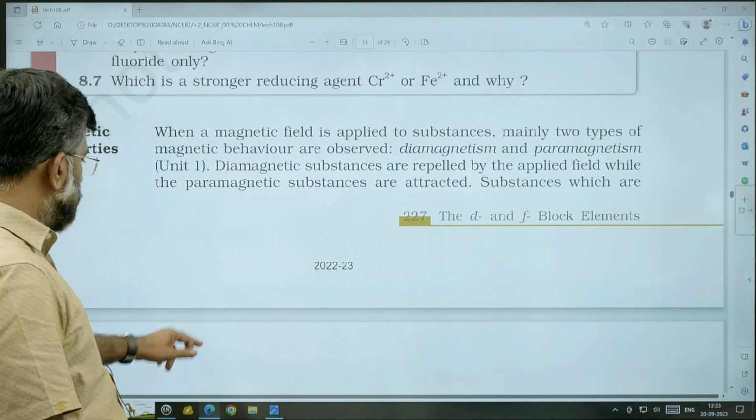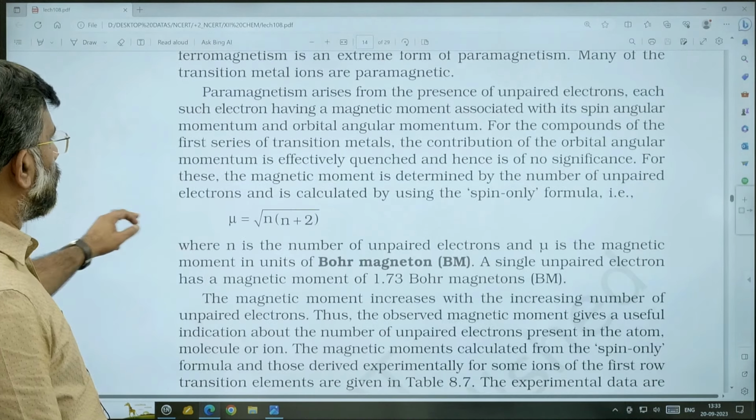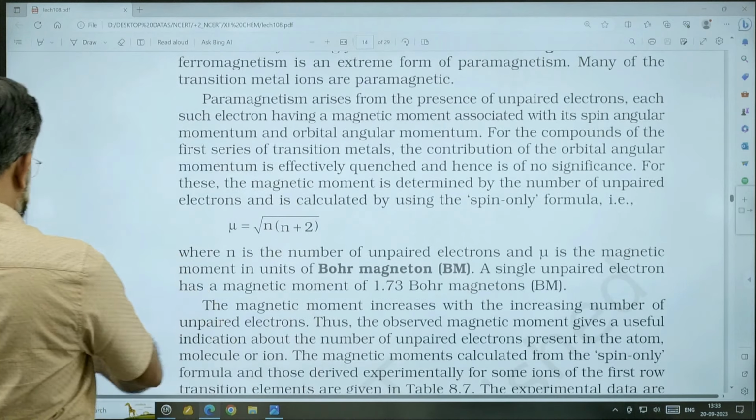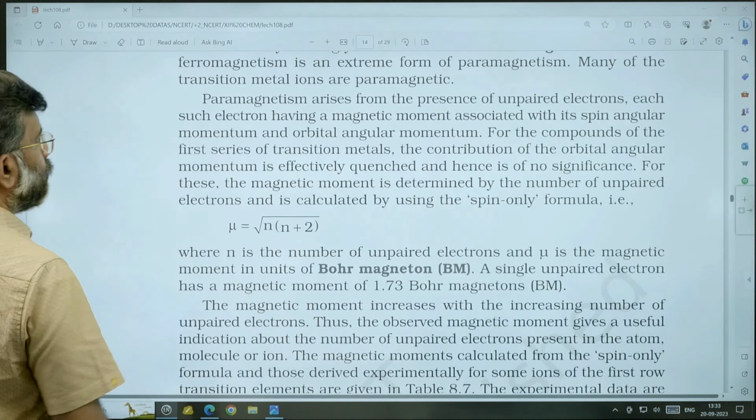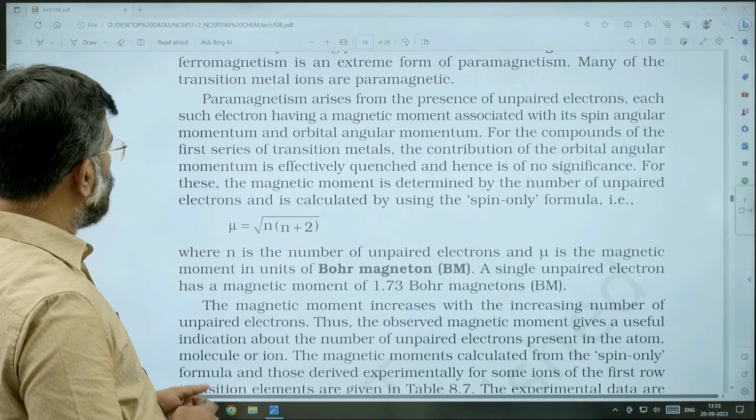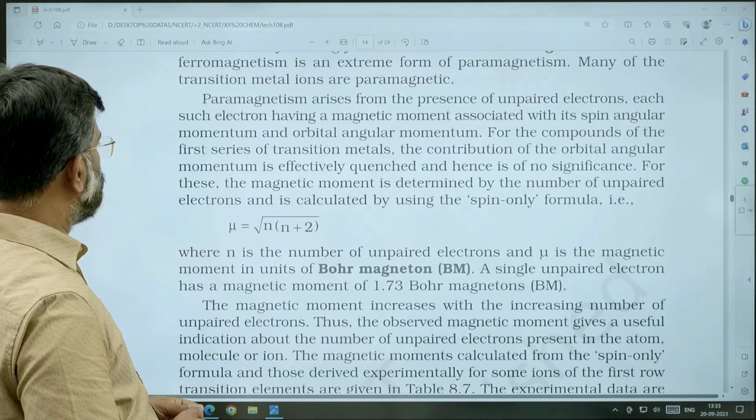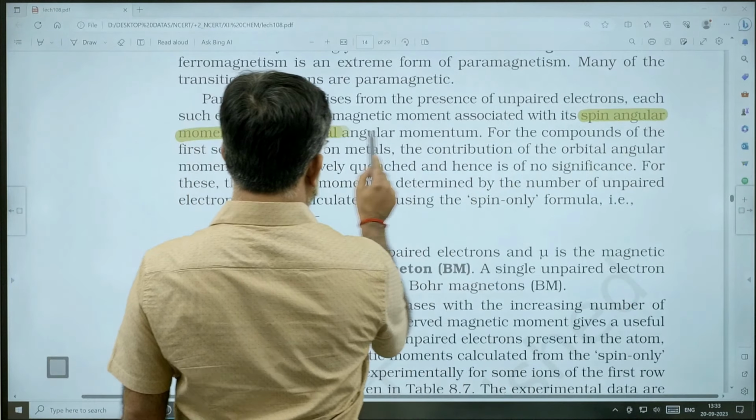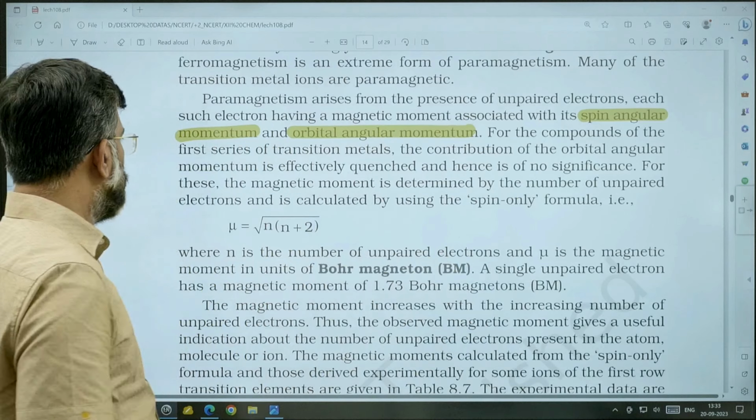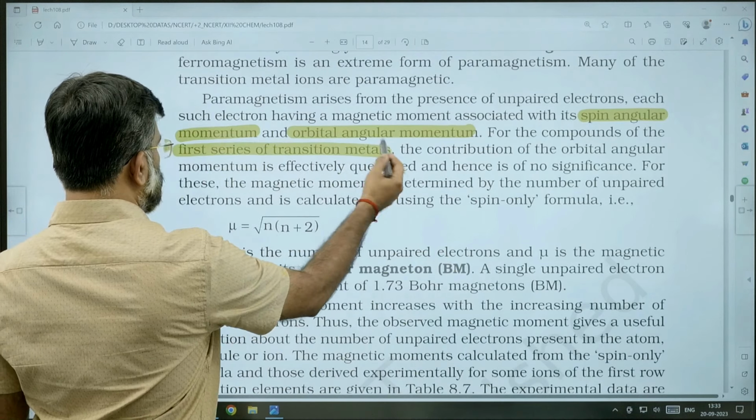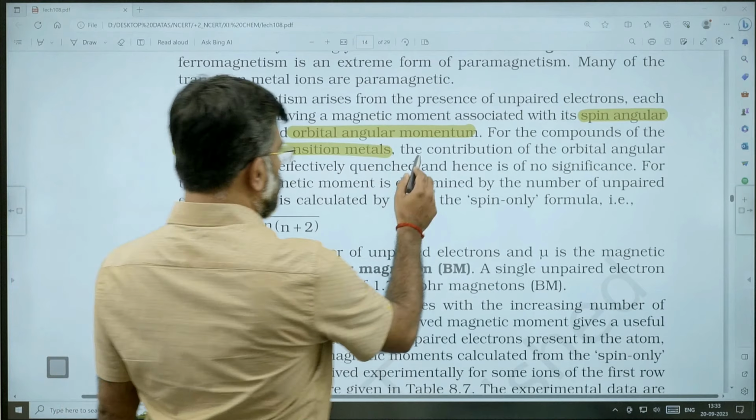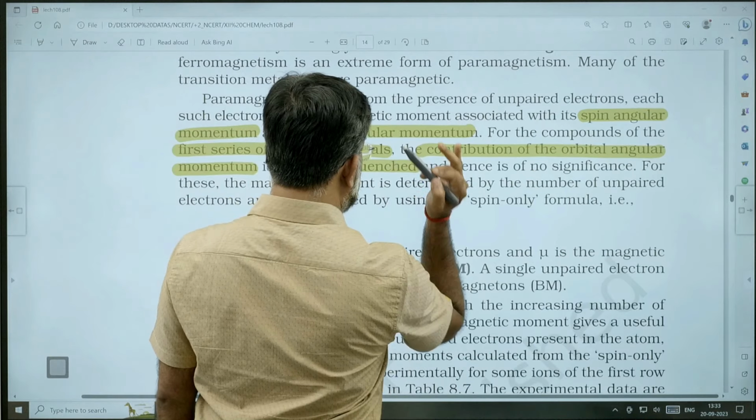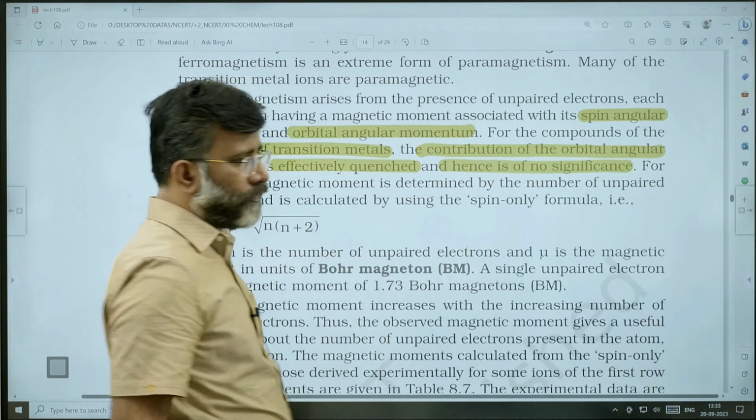Transition metals are well known for their paramagnetic behavior. Paramagnetism arises from the presence of unpaired electrons, each such electron having a magnetic moment associated with its spin angular momentum and orbital angular momentum. For the compounds of the first transition series, the contribution of orbital angular momentum is effectively quenched and hence is of no significance.